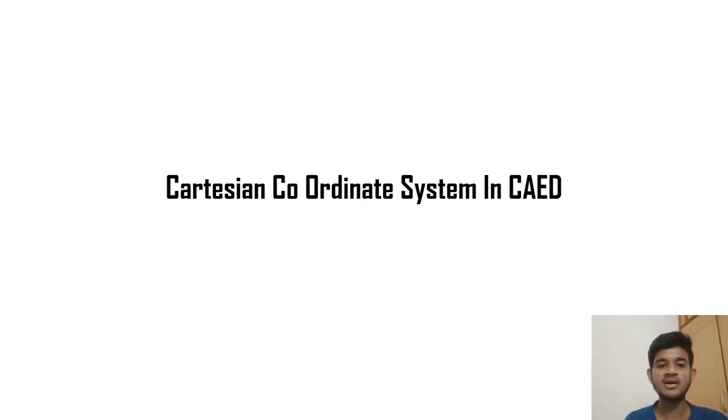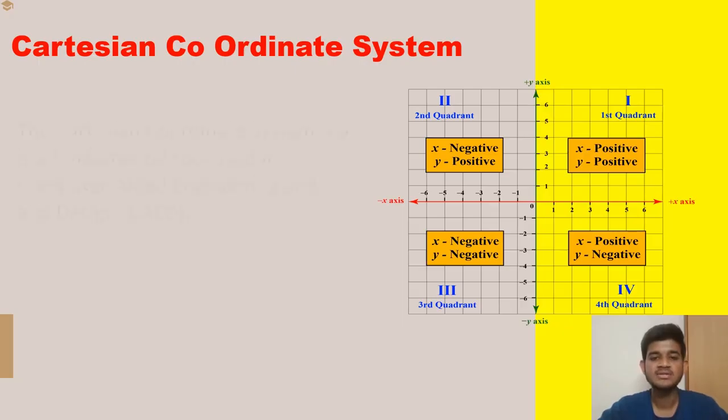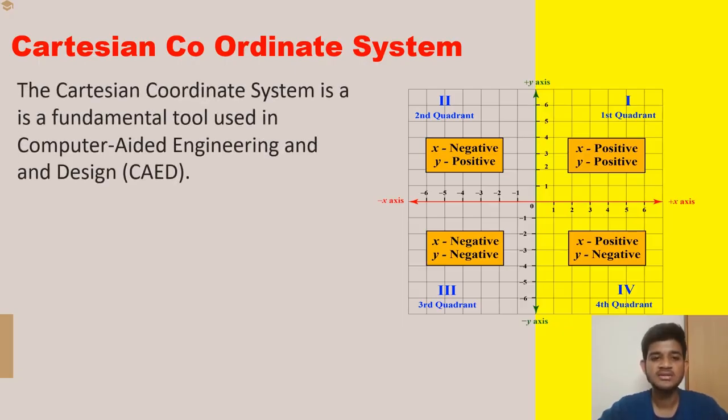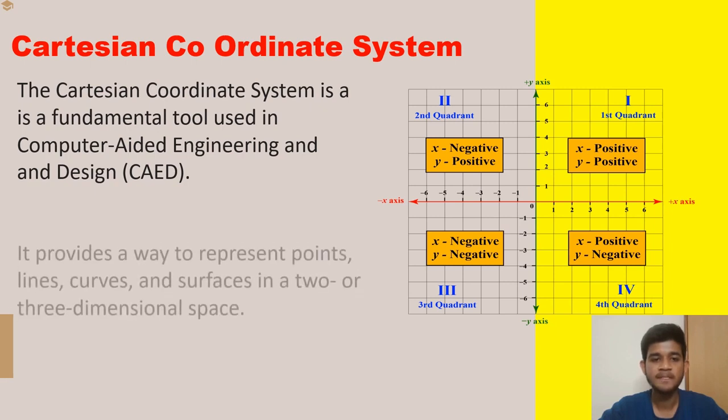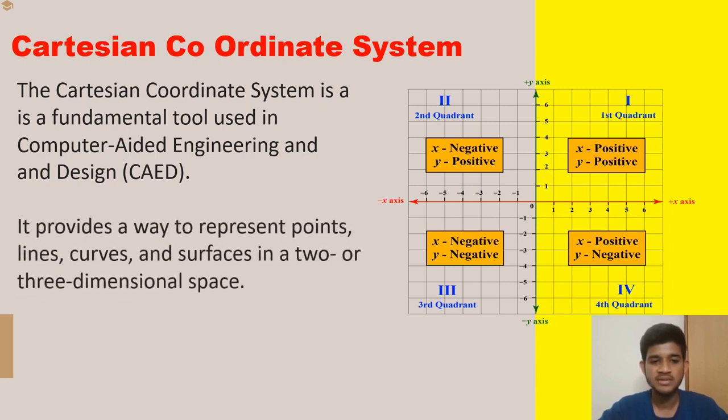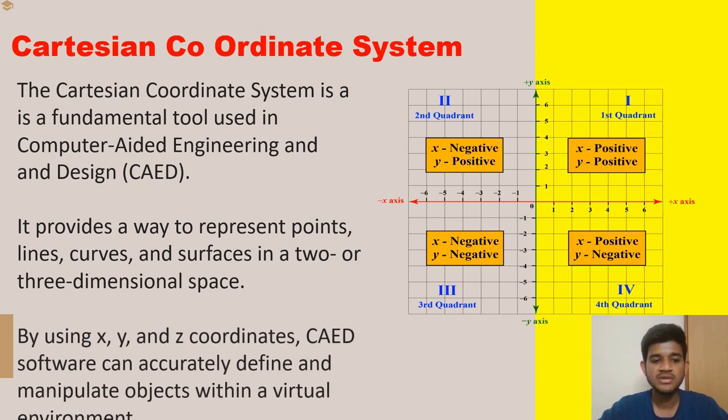Now let us see the Cartesian coordinate system in CAD. The Cartesian coordinate system is a fundamental tool used in computer-aided engineering and design. It provides a way to represent points, lines, curves, and surfaces in 2 or 3-dimensional space. By using X, Y, and Z coordinates, CAD software can accurately define and manipulate objects within a virtual environment.